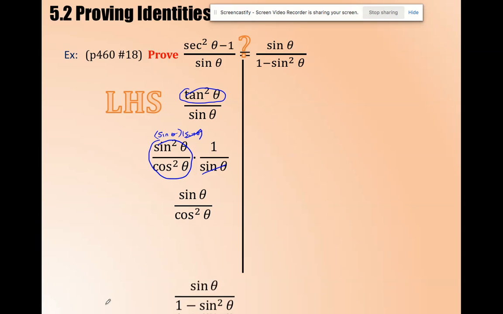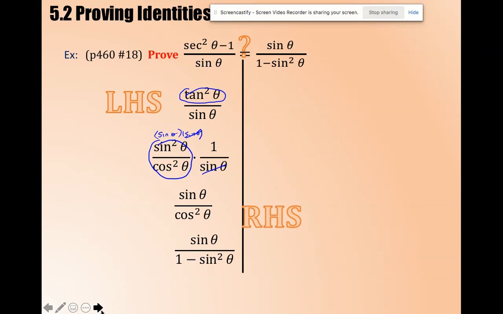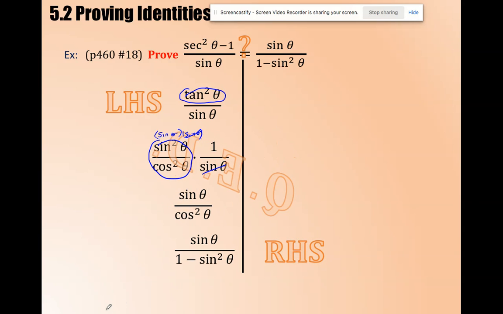Oh, snap. Cosine squared, my Pythagorean identity, is the same as 1 minus sine squared. Oh, I matched the right-hand side. I am done.